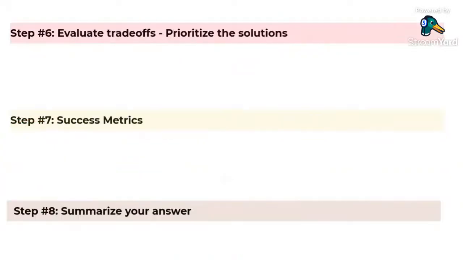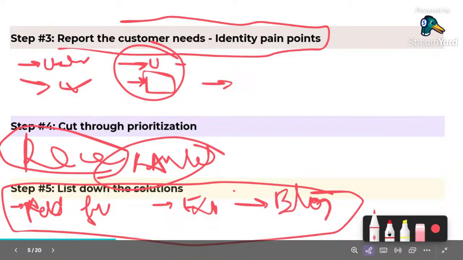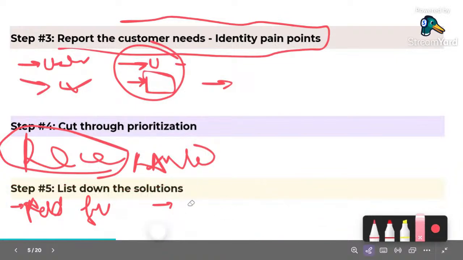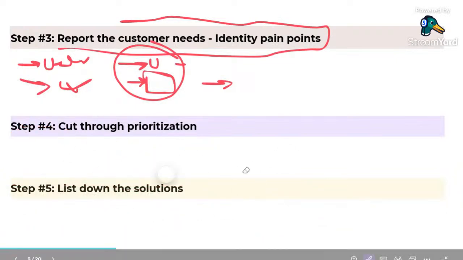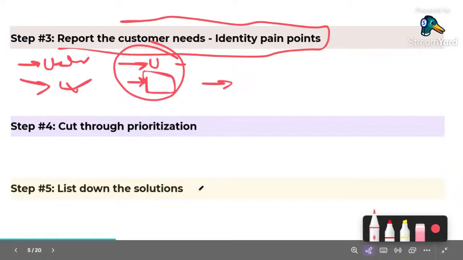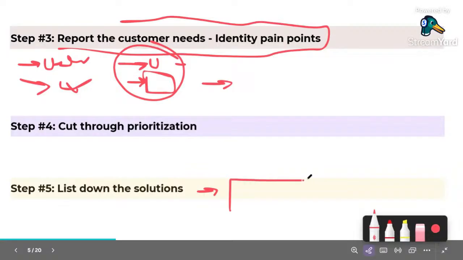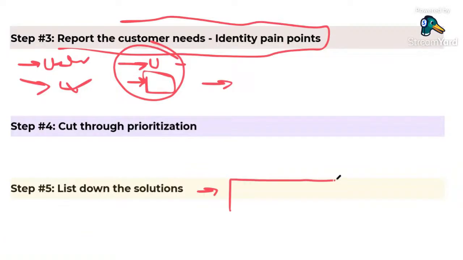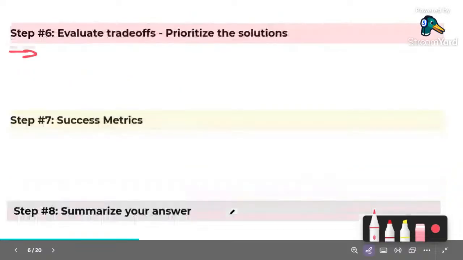Since we have the solutions, the next step is to evaluate the trade-offs. How are we going to understand this further? We'll be using the impact and effort approach: what is the impact that a specific feature or product will generate, and then we map the effort required in order to develop it. Since we have that, now we will try to evaluate the trade-offs.